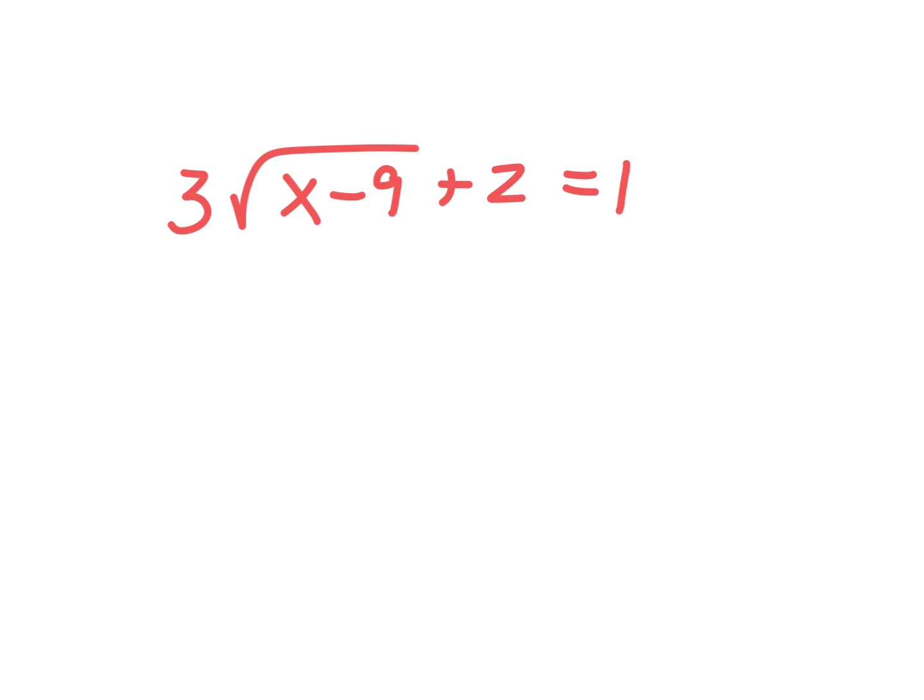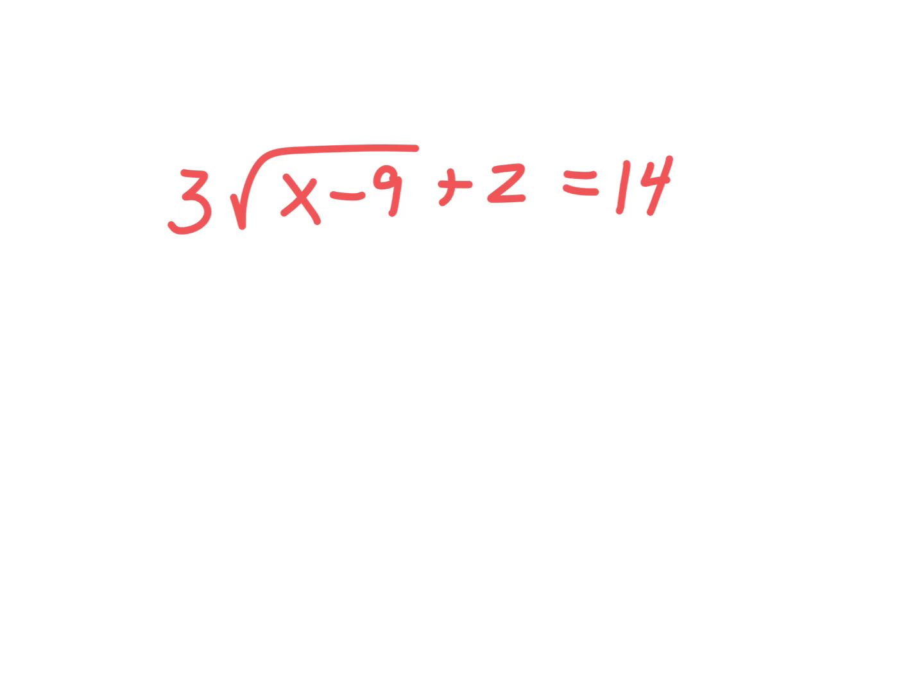Okay, so I'm going to give you one. 3 square root of x minus 9 plus 2 is equal to 14. Yes. All right. I'm going to pause for a second, give you a chance to try this one, and then we'll compare notes.